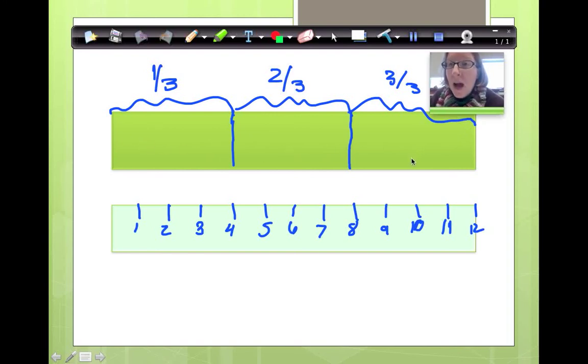How can we tell if each one of these is equal? They must be equal if we're dividing them up or partitioning them. See, I partitioned it, I broke it up, or I divided it up into equal parts. Fractions are equal parts. Okay, so how can I tell? What would be a way that I could tell that this third equals this third? It's exactly the same size.